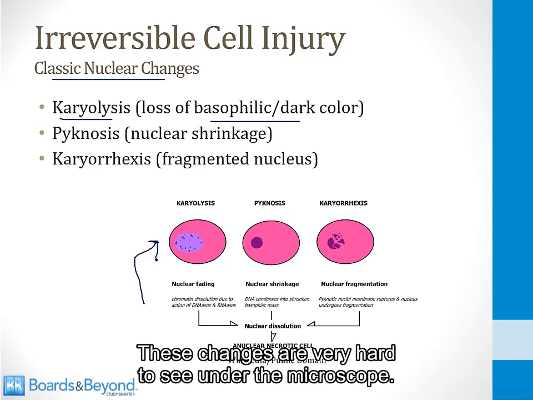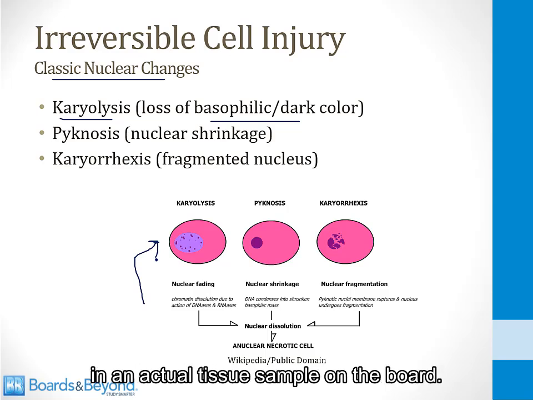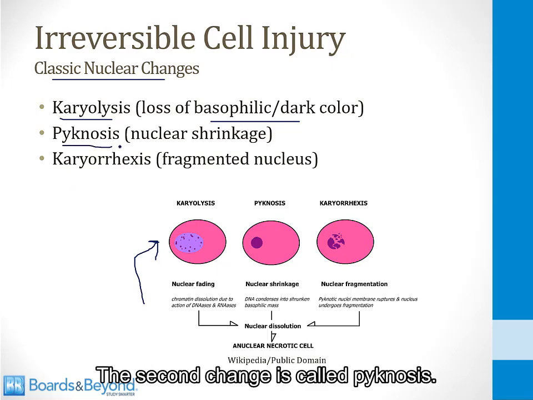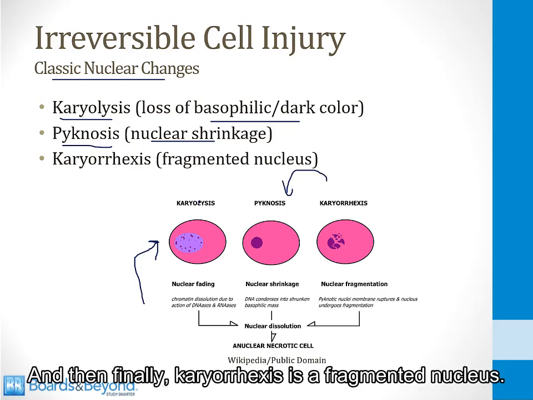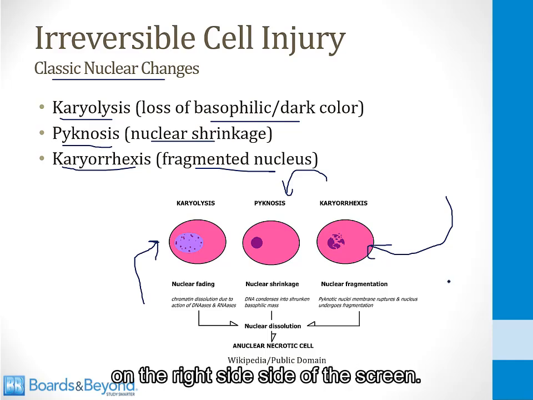These changes are very hard to see under the microscope, and it's unlikely they'll show them to you in an actual tissue sample on the board. You just need to know what they are. The second change is called pycnosis. This is nuclear shrinkage. This is also a picture of it on the screen here. And then finally, karyorrhexis is a fragmented nucleus. Basically, the nucleus falls apart, and then you see something that looks like this on the right side of the screen.